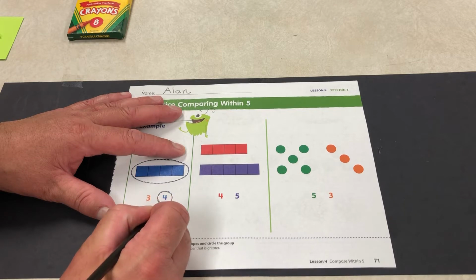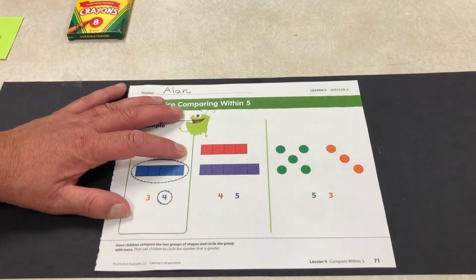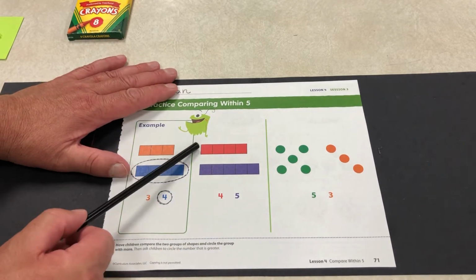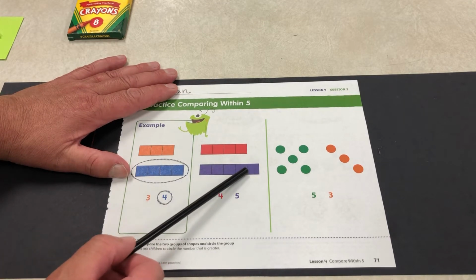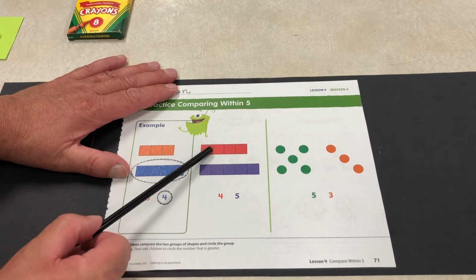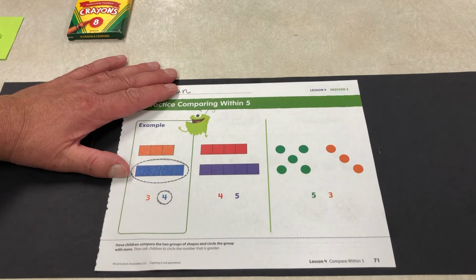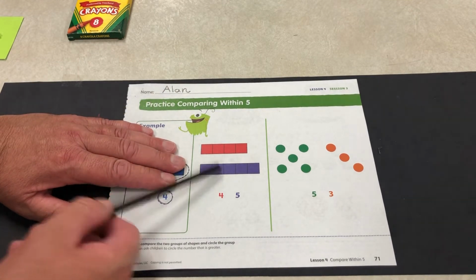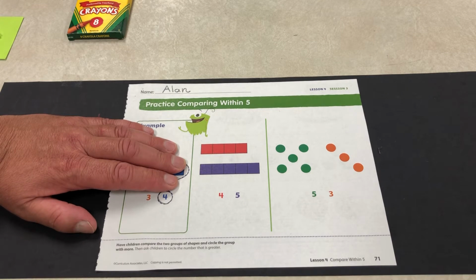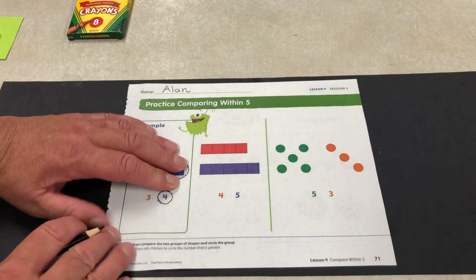Now, I would like you to look right here. There's a group of red objects. There's a group of purple objects. Which group do you think has more than the other group? Go ahead, circle the one that you think has more. Circle either red or purple. Hopefully I waited long enough for you.